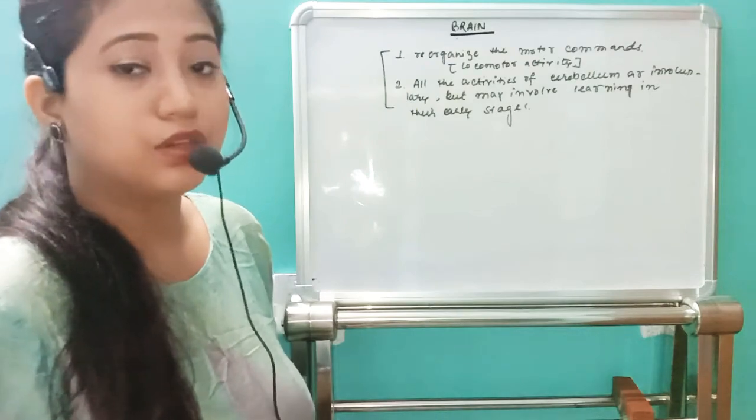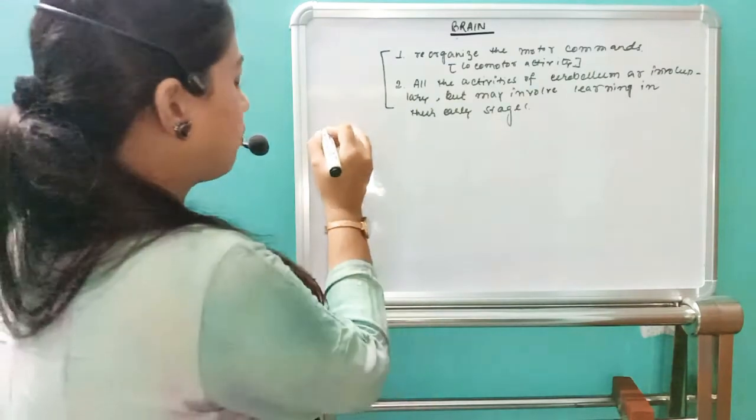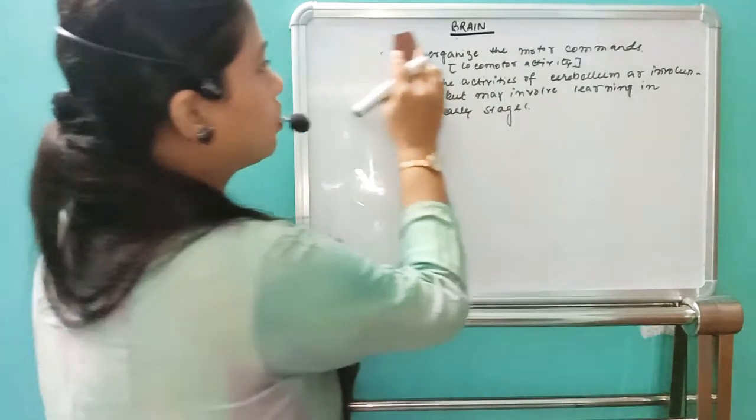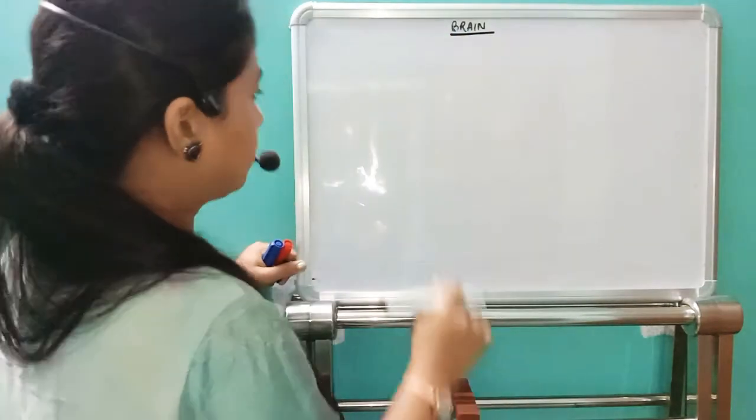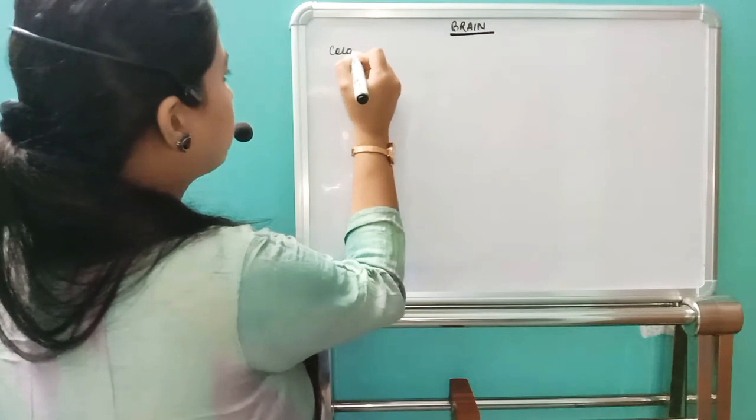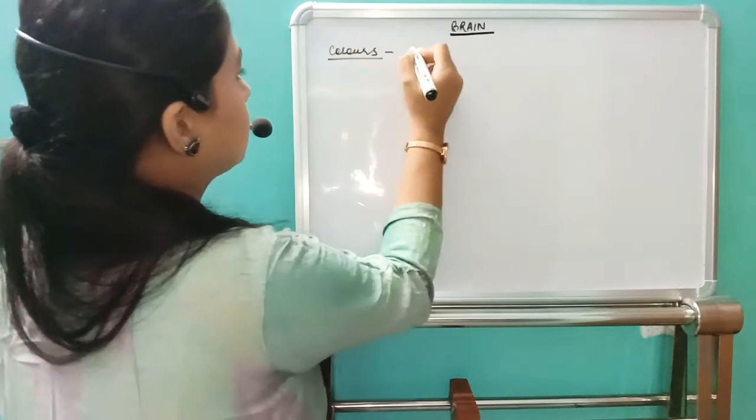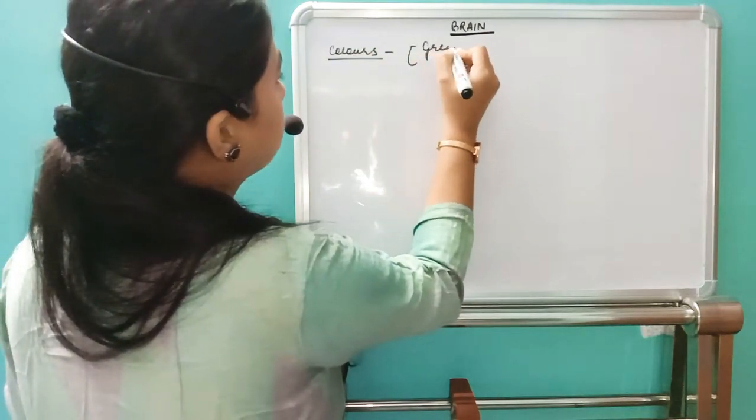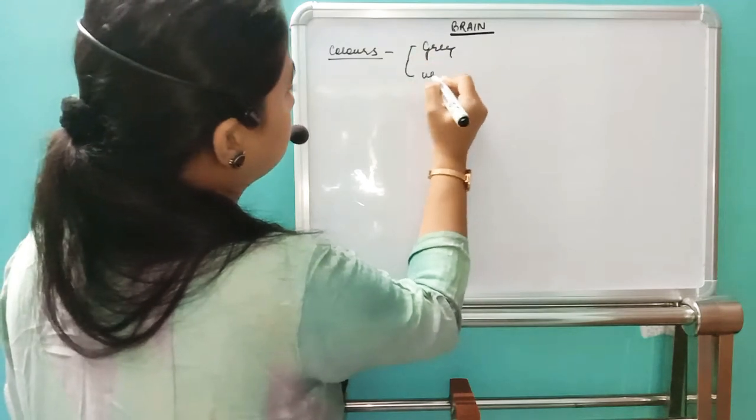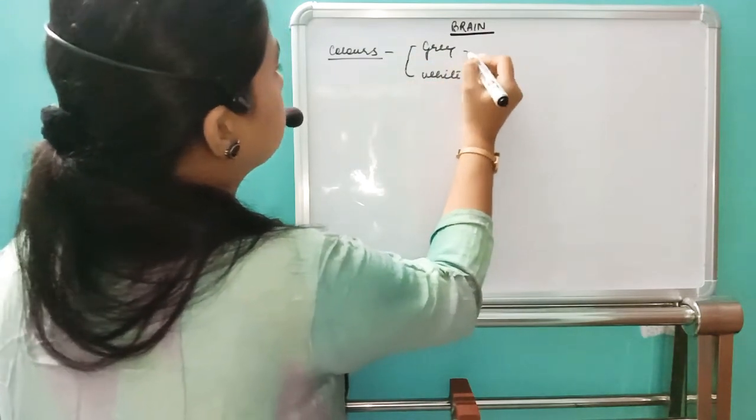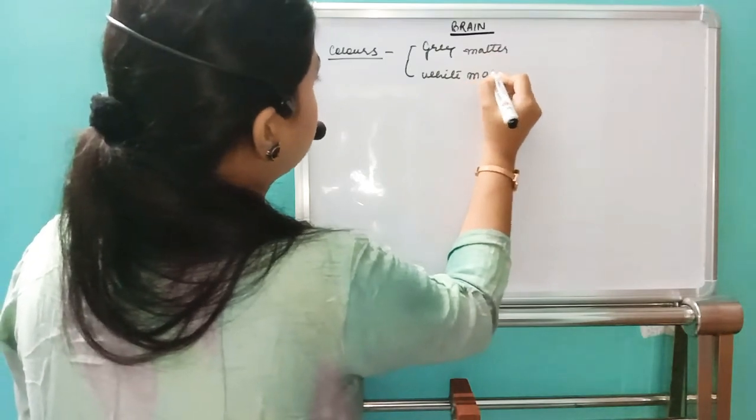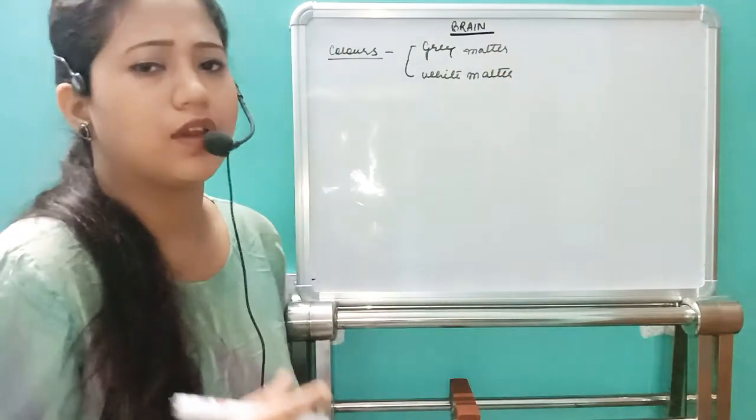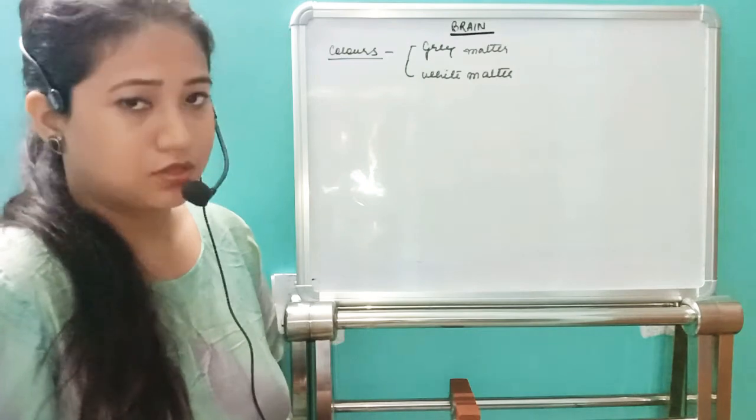Now after that, we need to know about the colors of the brain. One very important thing you need to know is what the colors of the brain actually are. See, we have two colors. One is the gray color and the other is the white color. So what are the gray and white colors? Wherever we have the gray color, we call it gray matter, and wherever we have the white color, we have white matter.